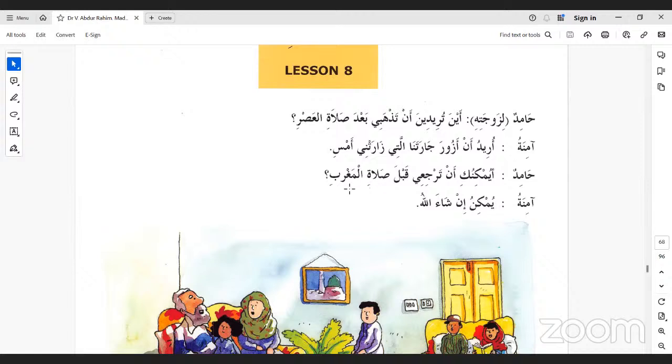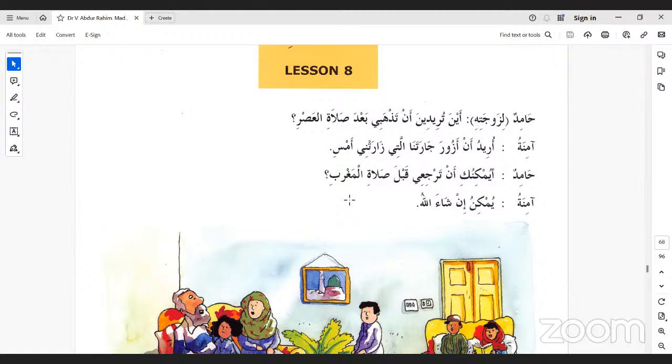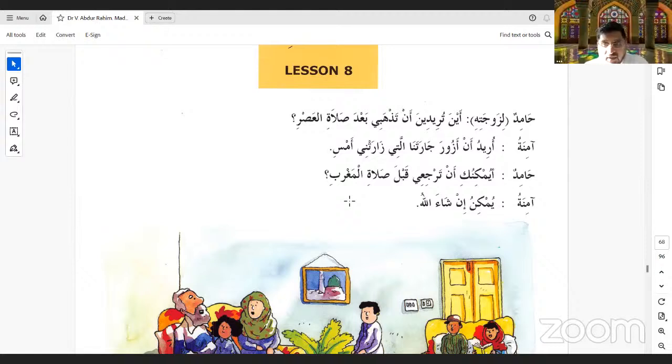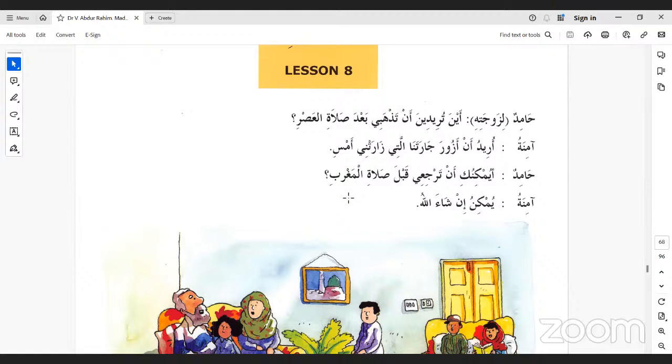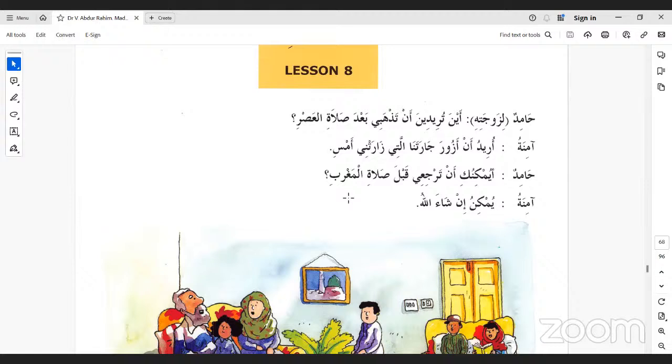قبل صلاة المغرب. What does that mean? Yumkinuhu an yarji'a qabla salat al-maghrib. So you are referring to a masculine. Are you ready to return before Salat al-Maghrib? Yumkin means mumkin, means is it possible? Is it possible for you? You're referring to a male. Yes. MashaAllah. Very good.